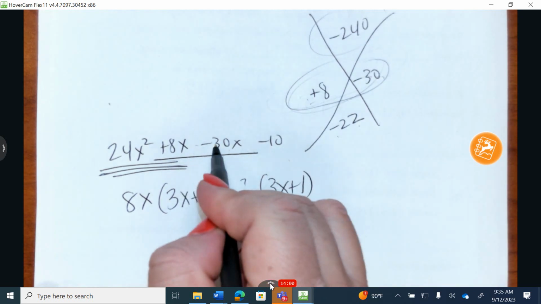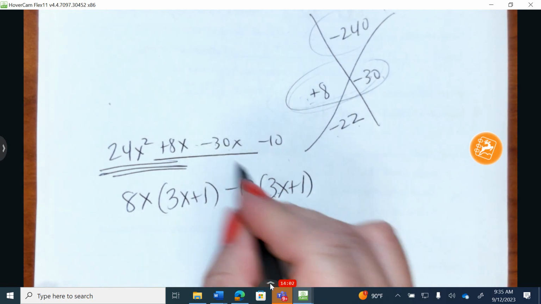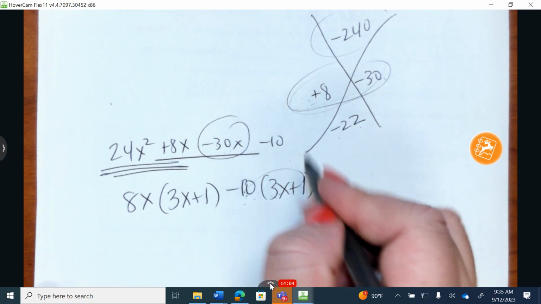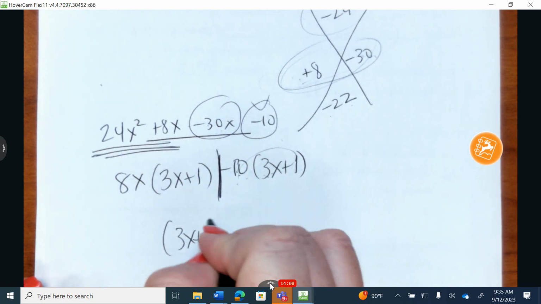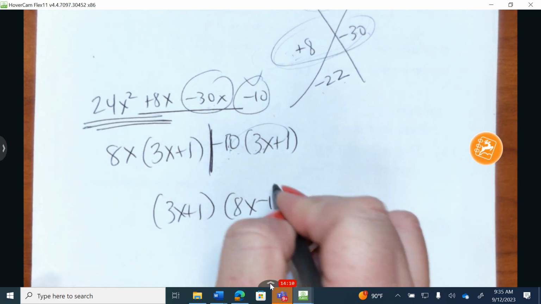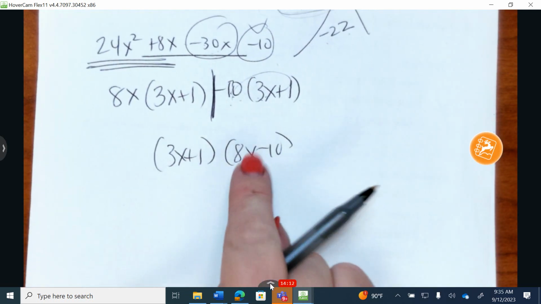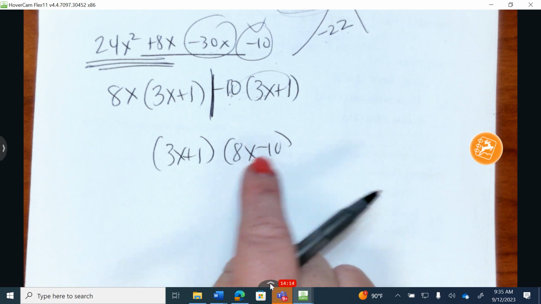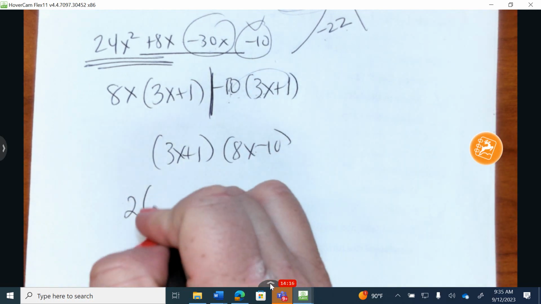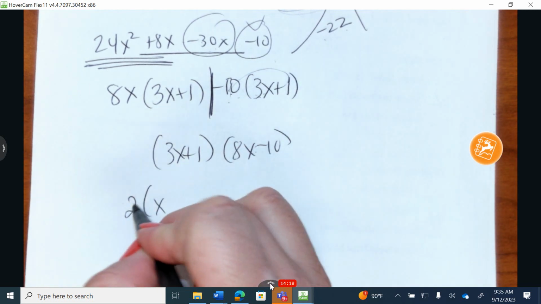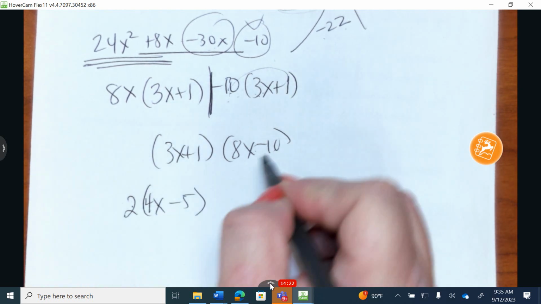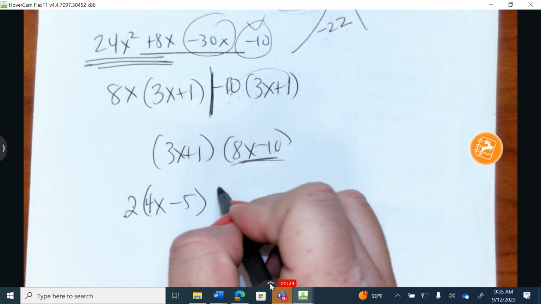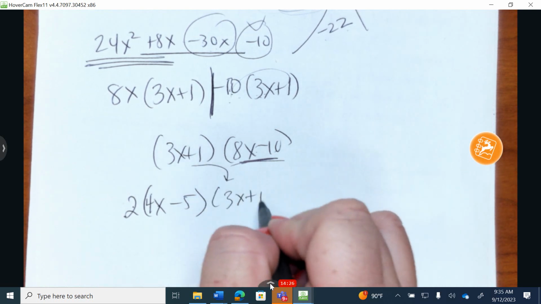What times 3x is negative 30x? Negative 10. Okay, this works. Multiply, that works. Okay, so here we go. 3x plus 1 times 8x minus 10. Now, there's nothing I can factor out here, but I recognize that I can still factor out a 2 here. So I factor out a 2 to get x. 8 divided by 2 is 4 with an x. Negative 10 divided by 2 is negative 5. So I factored out a 2 here, and then I bring down the other factor.